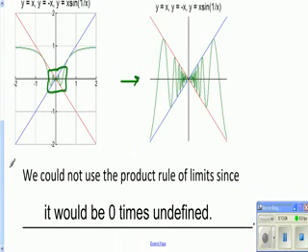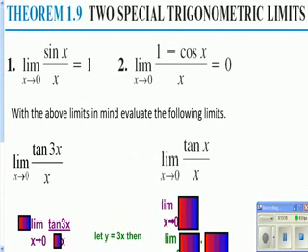Oh, one other comment here. We can't actually use the product rule here because it would be plugging in 0. It would be 0 times the sine of 1 over 0, which is undefined. So it would be 0 times undefined, which is meaningless.